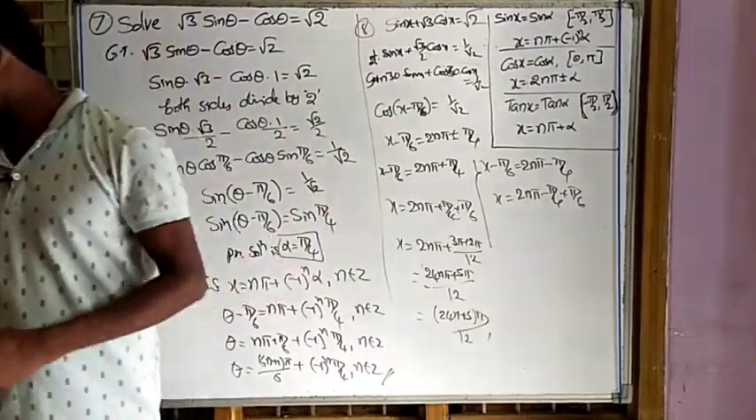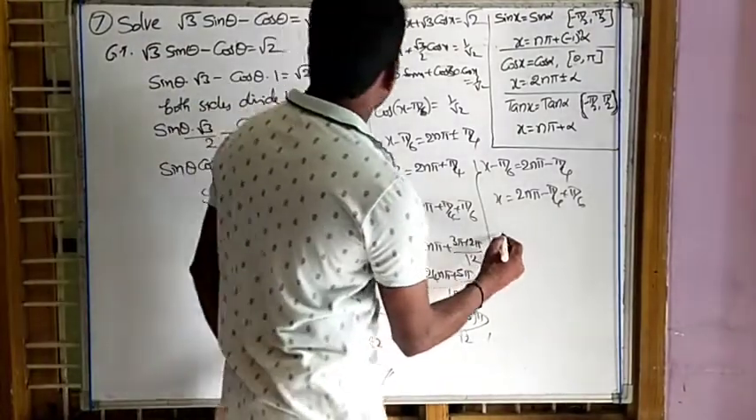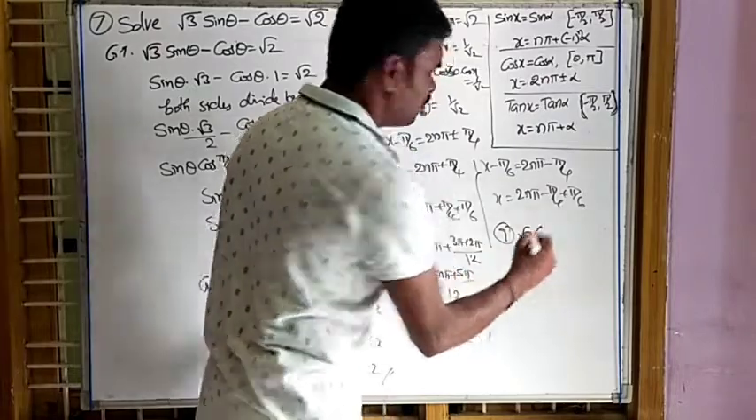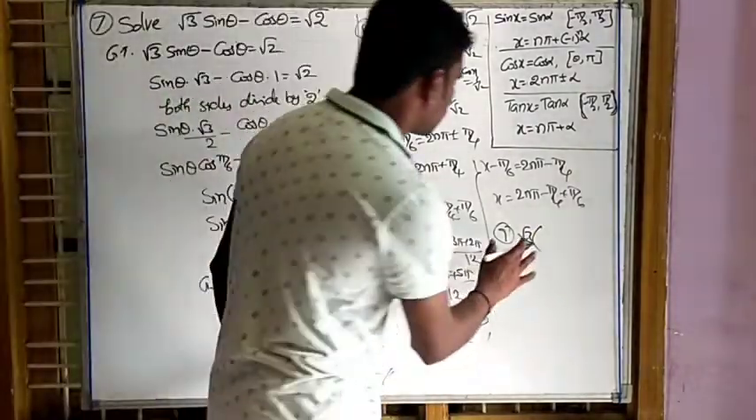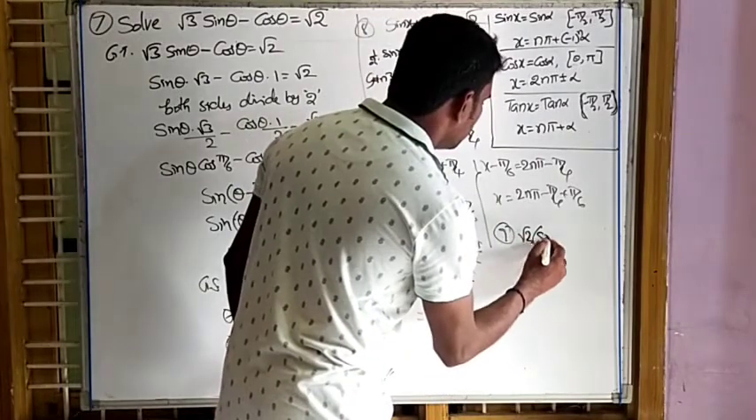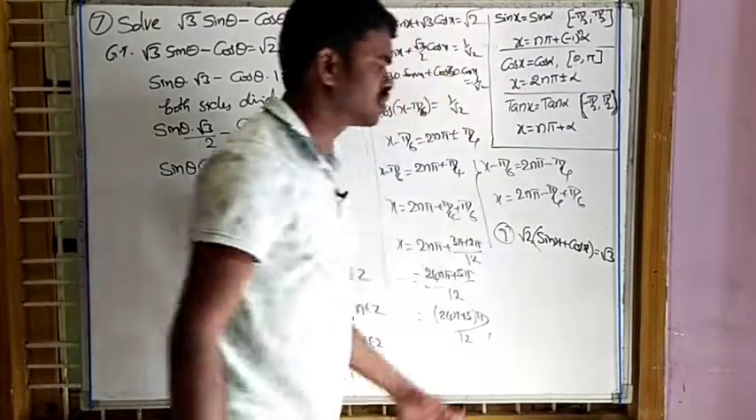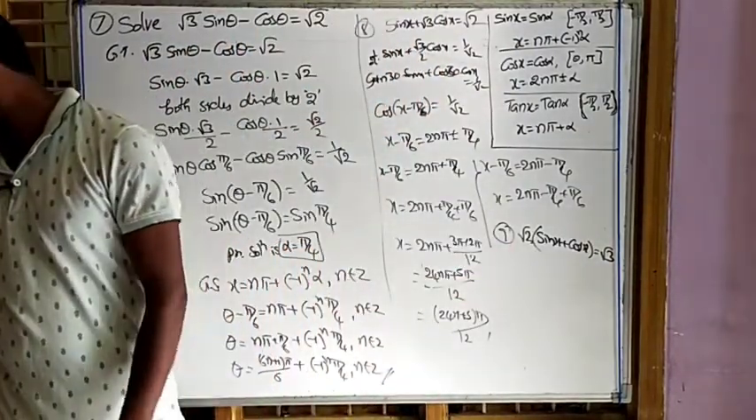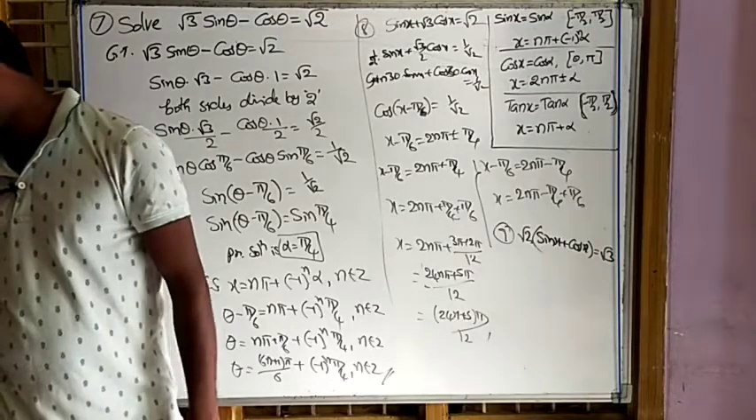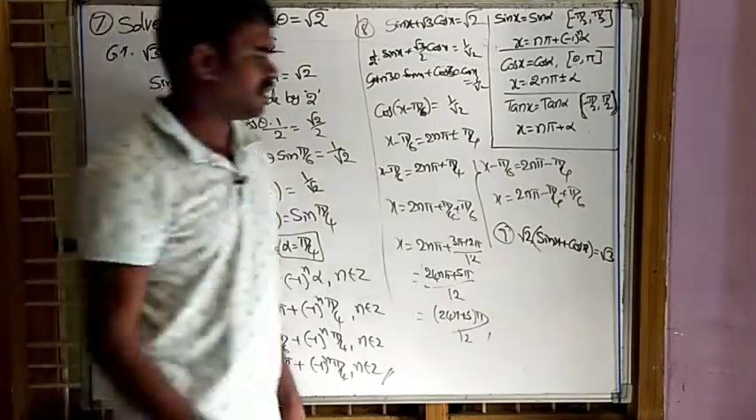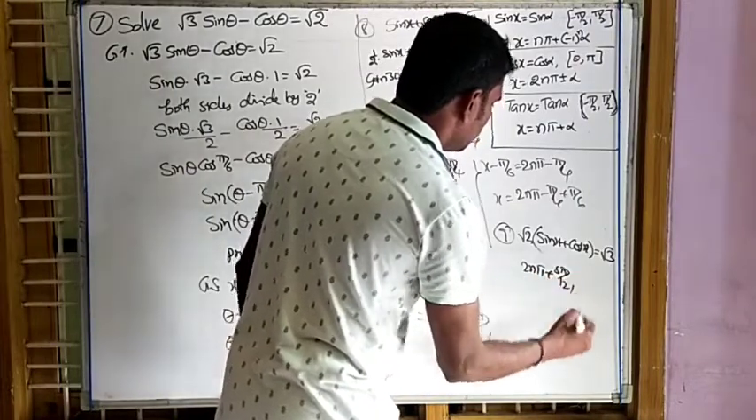And one more question is there in the same process. Solve the 9th question: root 2 into (sin x plus cos x) is equal to root 3. You solve this problem. The answer is this one, taken in terms of cos. This is also 2n pi plus 5 pi by 12. Am I right?